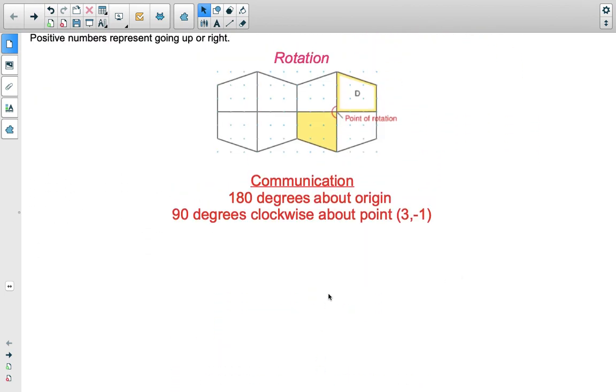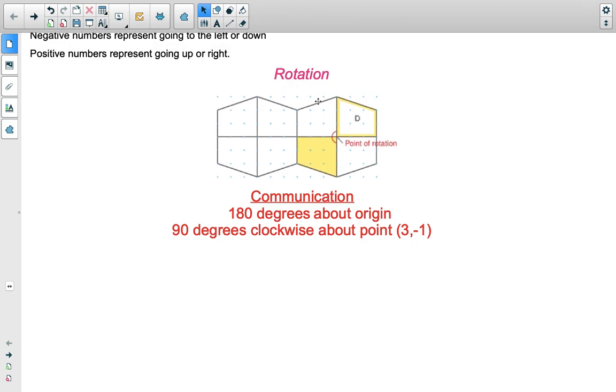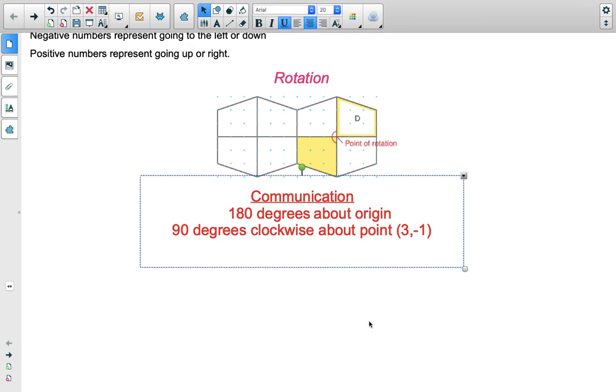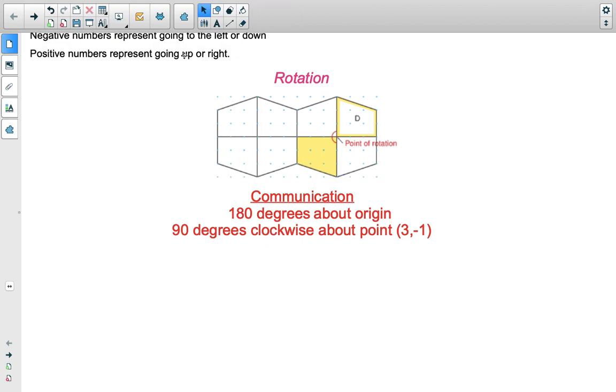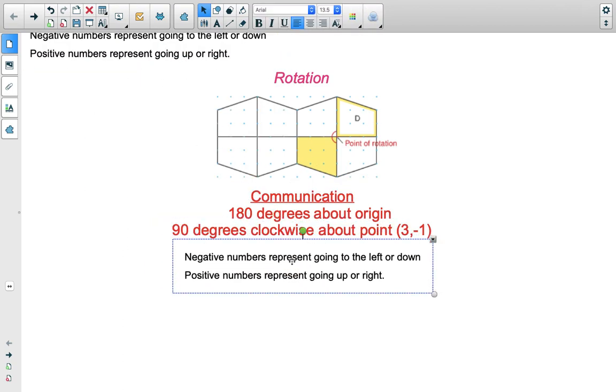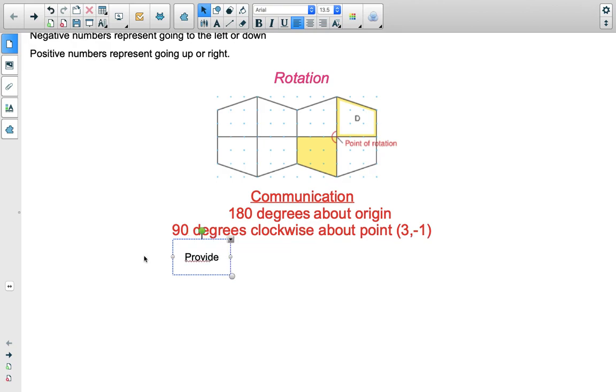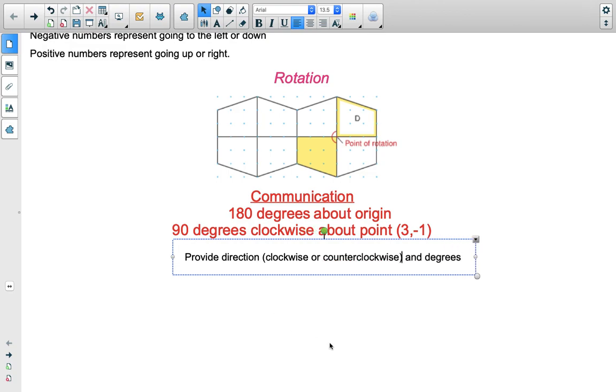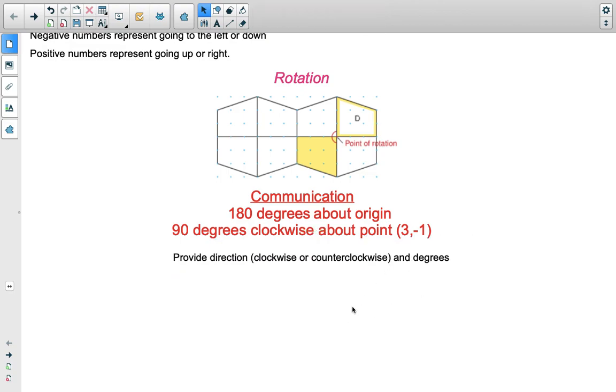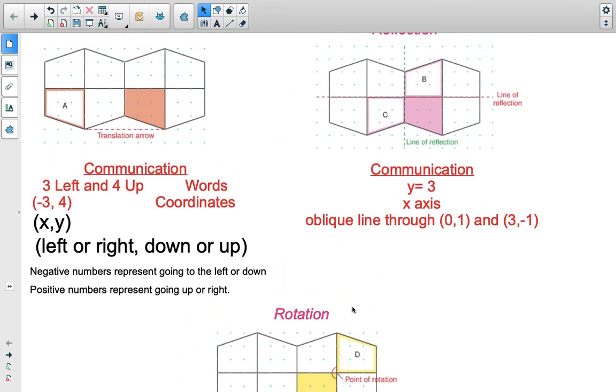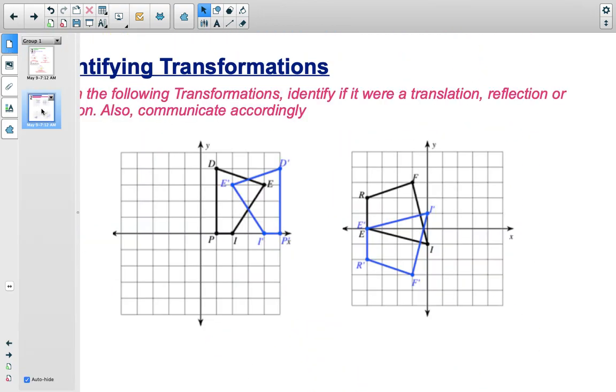And then lastly, for rotations, we communicate by saying how many degrees and about which point. So we can say either the origin or another point. And then we have to remember to identify the direction as well. So you need to provide direction and degrees. Direction is clockwise or counterclockwise, okay? And the degrees. So, I'll do a few examples with you and then you guys will get to practice.